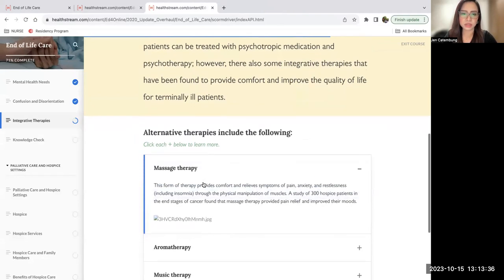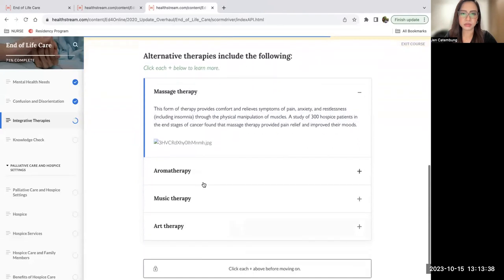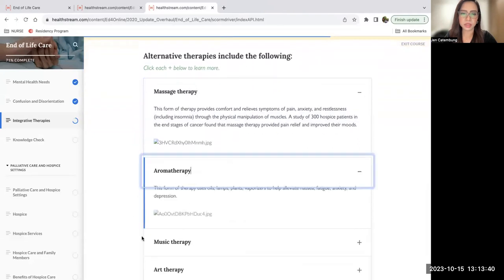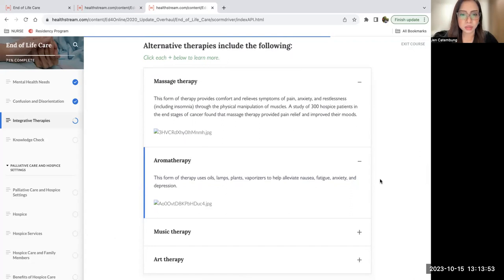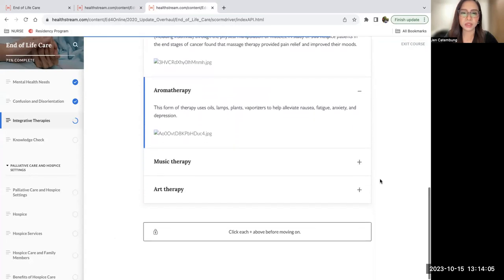patients. Alternative therapies include massage therapy, aromatherapy, music therapy, and art therapy. Massage therapy. This form of therapy provides comfort and relieves symptoms of pain, anxiety, and restlessness, including insomnia, through the physical manipulation of muscles. A study of 300 hospice patients in the end stage of cancer found that massage therapy provided pain relief and improved their moods.